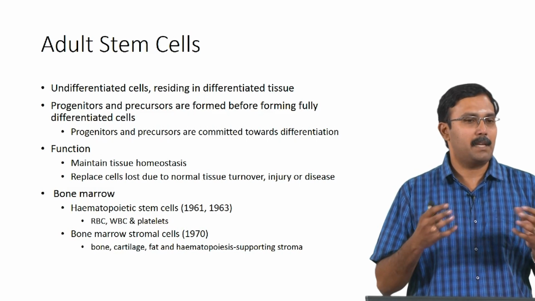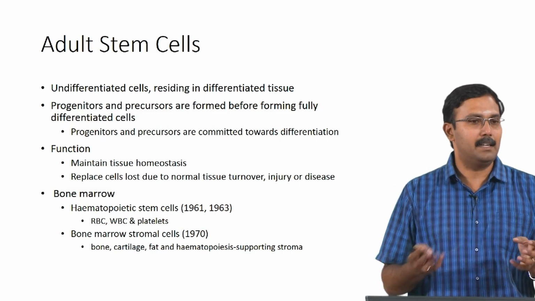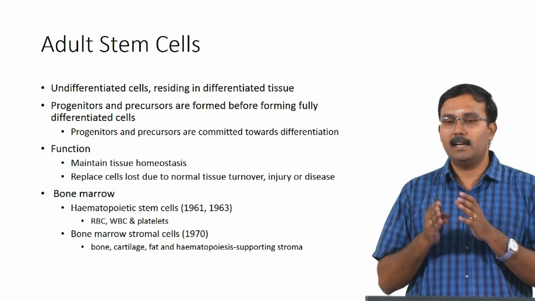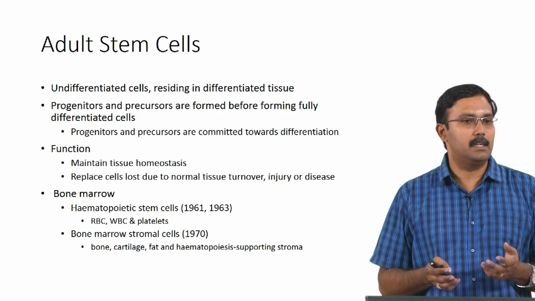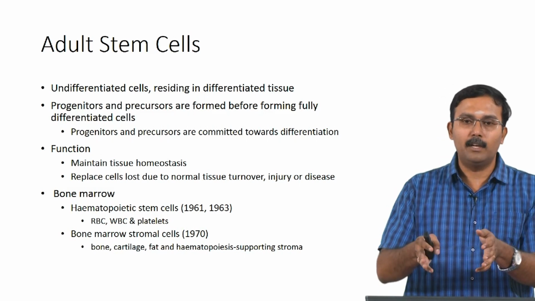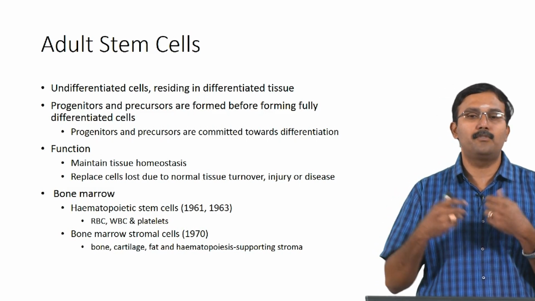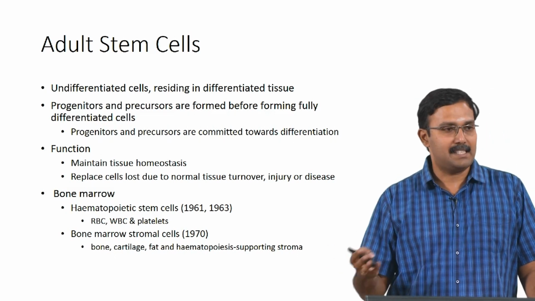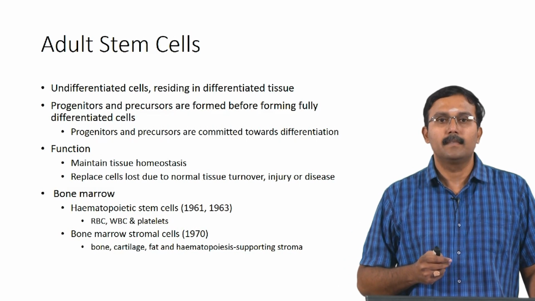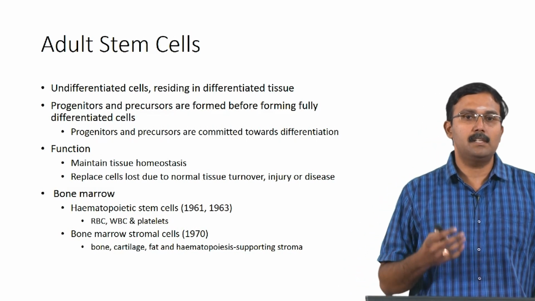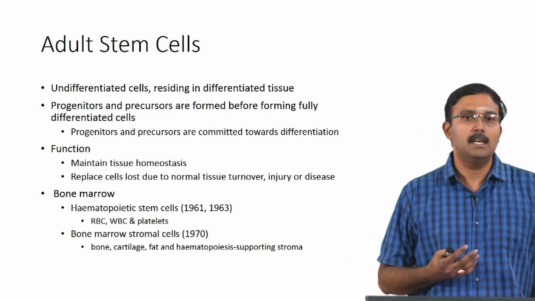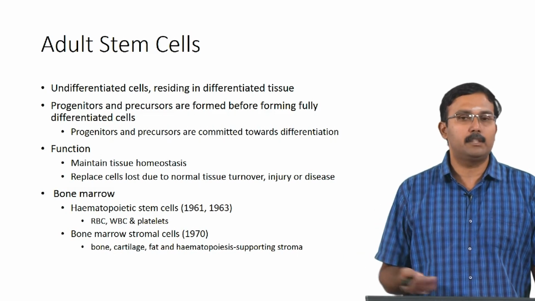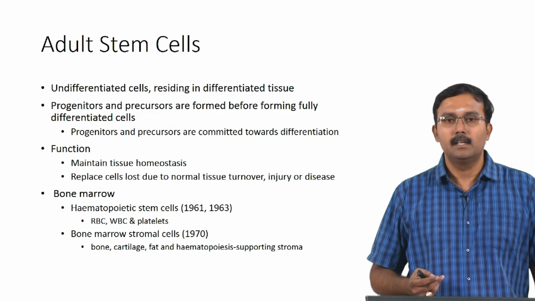So, although in some cases people do try to use them interchangeably, it is not scientifically correct. Progenitor is already committed. So, one example would be endothelial progenitor cells. So, these can only form endothelial cells, right, but they are not fully developed into endothelial cells, but they can actually grow at a much faster rate compared to endothelial cells. So, the function of adult stem cell is to maintain tissue homeostasis and replace the cells which are lost due to normal tissue turnover, injury or disease.